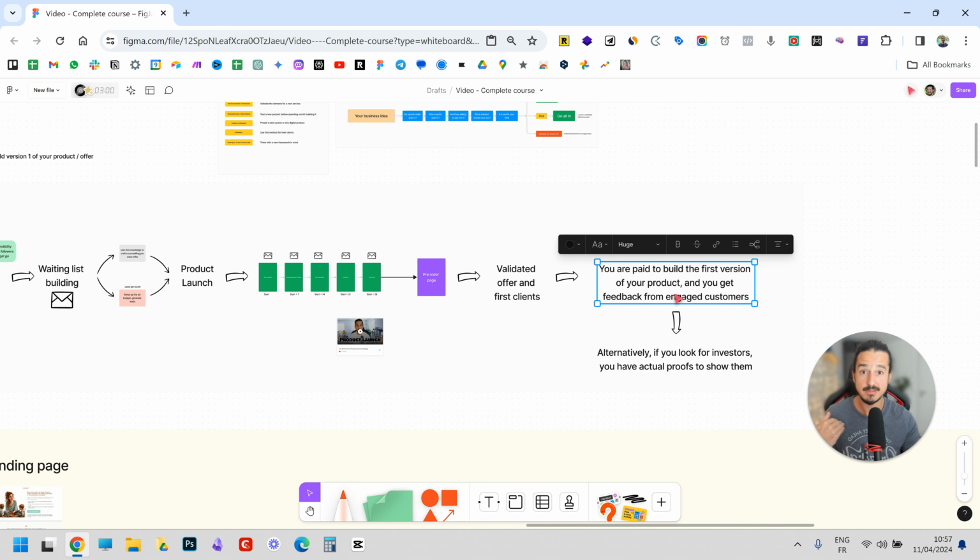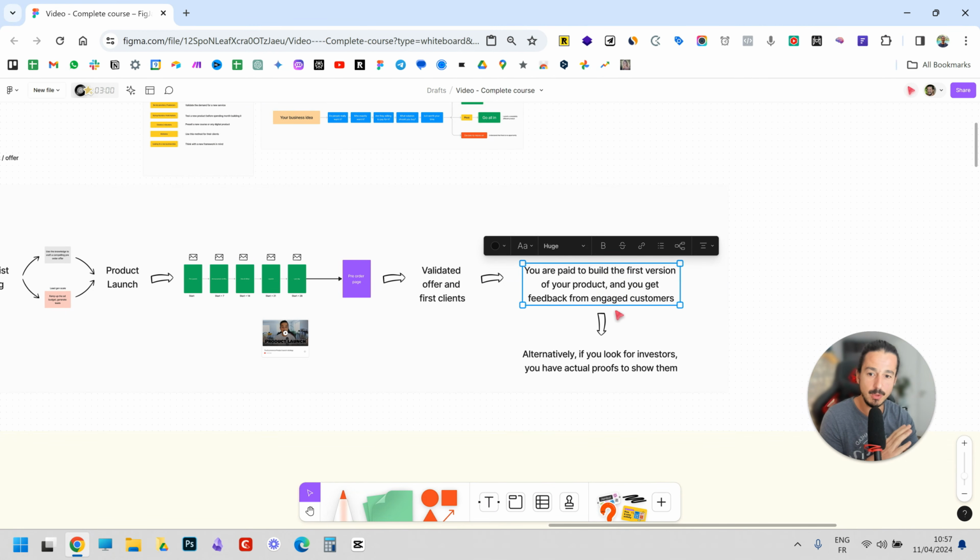So not only are you paid, so you are not building for free, but you can ask them transparently, hey, I've built that. What do you think about that? Do you have ideas? Can you test that? And so on. Those people became your super fans because they are with you from the very beginning.